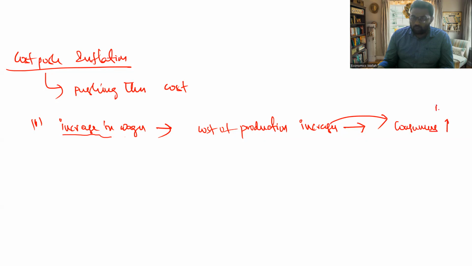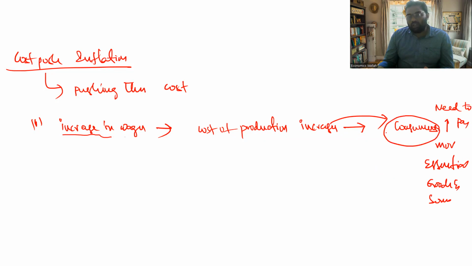Consumers need to pay more for essential goods. Not all goods, but for essential goods and services, they need to pay more because the cost of production has increased. Why? Because the companies have increased the wages for labor. So the consumers at the end of the supply chain, who want to purchase the goods and services, need to pay more. This is one of the reasons. An increase in wages also has effects on inflation.